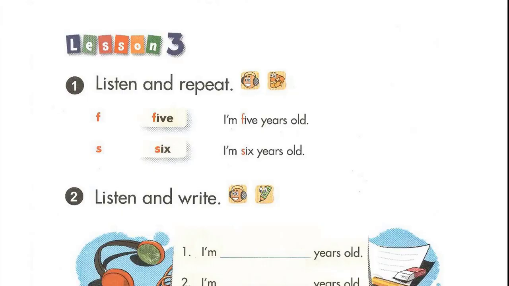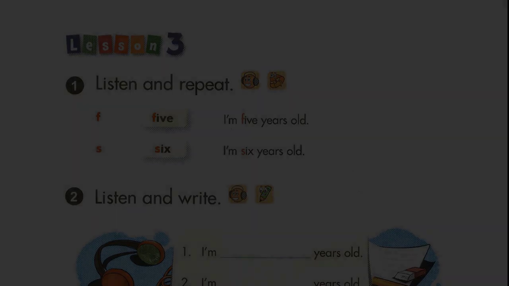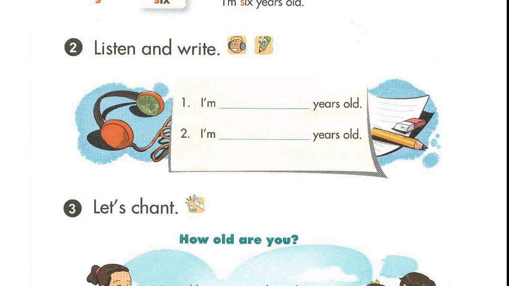Page 28. Lesson 3. Activity 1. Listen and repeat. Five. I'm 5 years old. Six. I'm 6 years old. Page 28. Lesson 3. Activity 2. Listen and write. 1. I'm 5 years old. 2. I'm 6 years old.